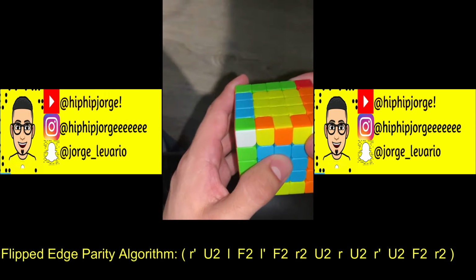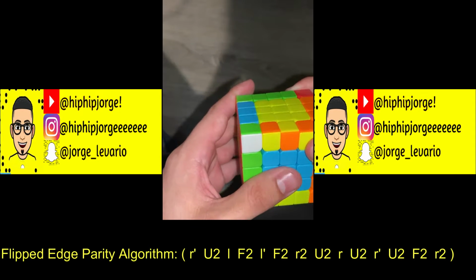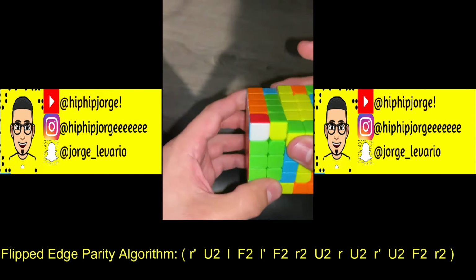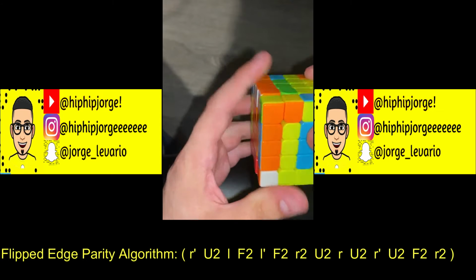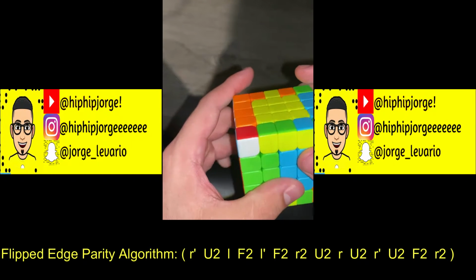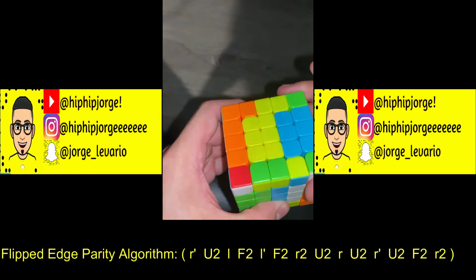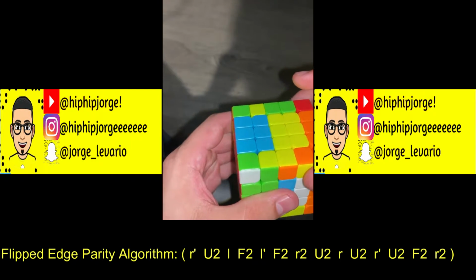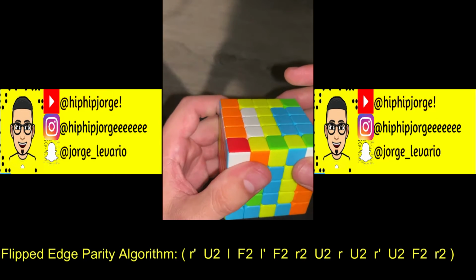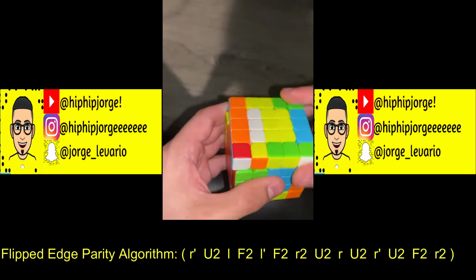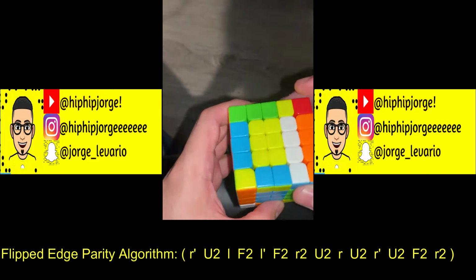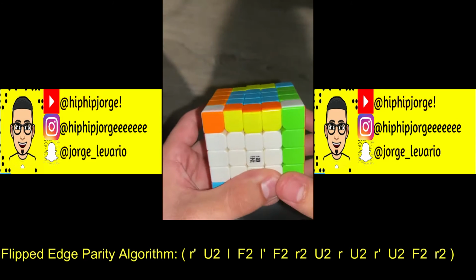So we're gonna go ahead and apply it. Lowercase r prime, U2, lowercase l, F2, lowercase l prime, F2, lowercase r2, U2, lowercase r, U2, lowercase r prime, U2, F2, lowercase r2. And now we solve the flipped edge.